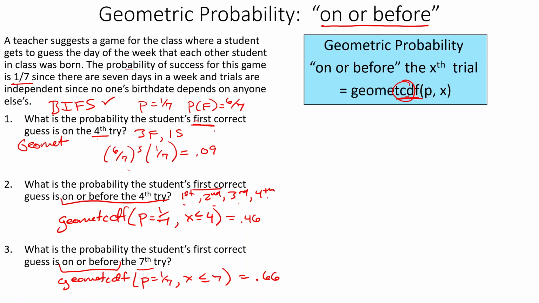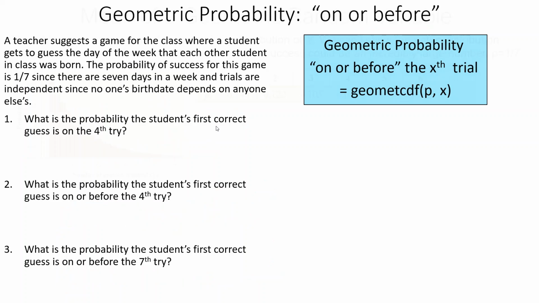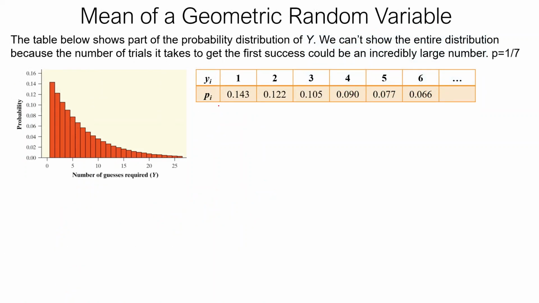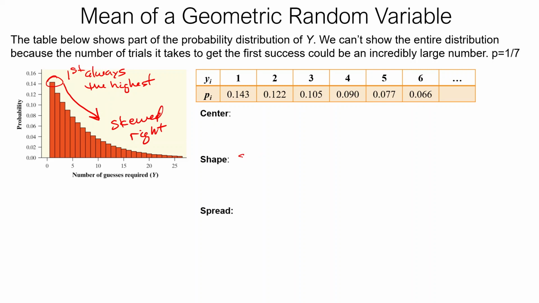We could find the expected value and the standard deviation here too if we wanted to. The expected value is actually, I think it's going to be 7, but maybe we'll see that later. All right, so here's our distribution. Notice it starts high and always gets lower. It's always going to be that way. The first trial always has the highest probability, and it's always heavily skewed to the right with geometric, because each time the probability is going to get a little smaller, a little smaller. So our shape is skewed right.